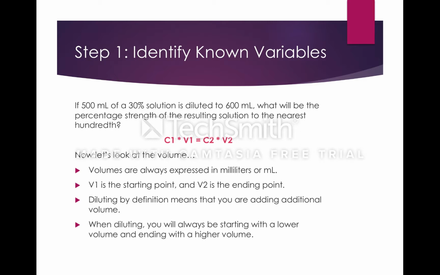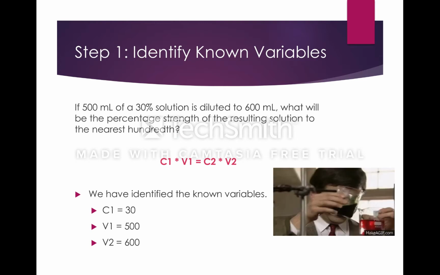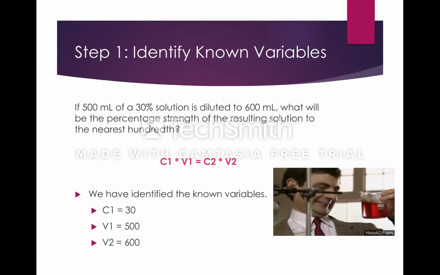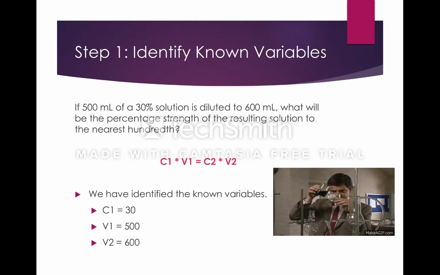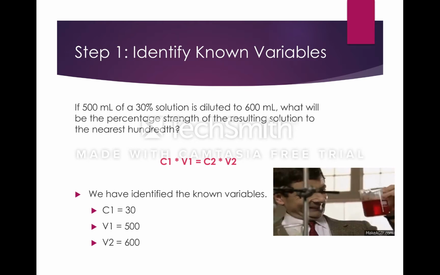Now let's take a look at the volume. Volumes are always expressed in milliliters, or the abbreviation mL. V1 being the starting point, V2 being the ending point. Dilution, by definition, means you're adding additional volume. So when you're diluting, you start with a lower volume and you end with a higher volume. So in this case, we know V1 is 500, the lower volume, and V2 is 600, the higher volume. So now we've identified the known variables at this point. C1 is 30, V1 is 500, V2 is 600.